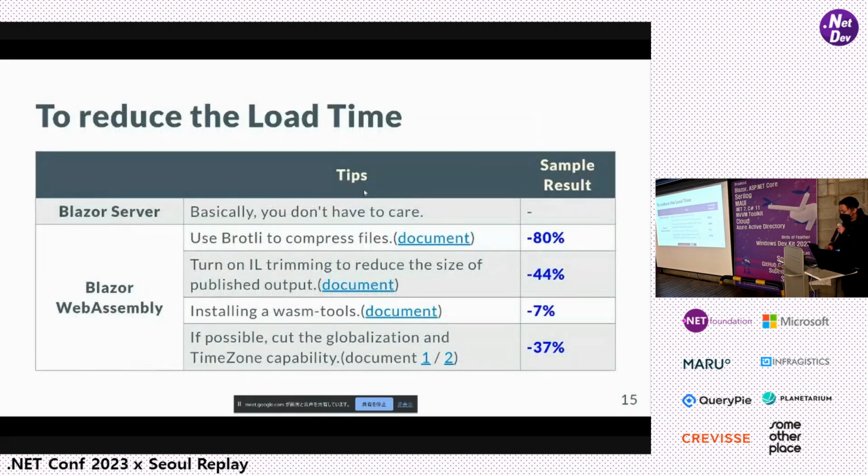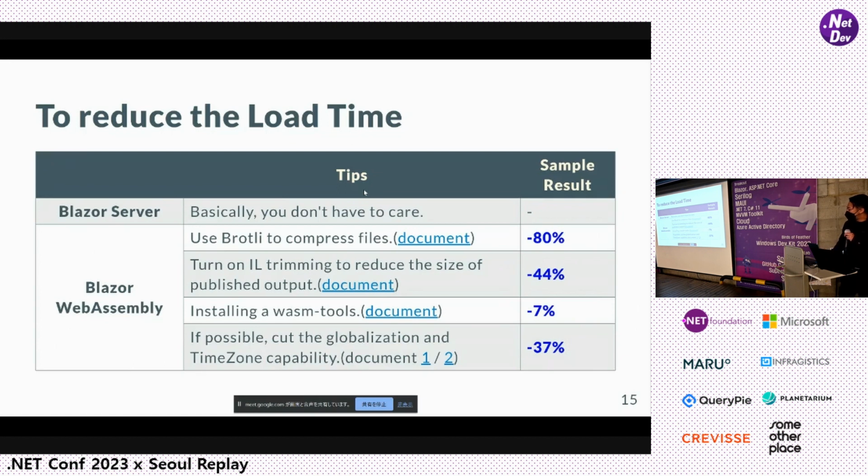If you selected Blazor Server, you don't have to care about load time performance. Blazor Server has an advantage in load time performance. On the other hand, if you selected Blazor WebAssembly, the initial downloaded file size tends to be huge. I'm not going to go into detail in this session, but I'm going to introduce several ways to reduce the initial loading file size with Blazor WebAssembly.